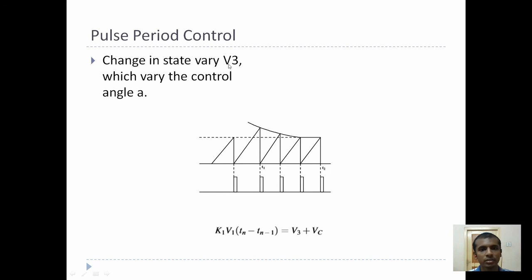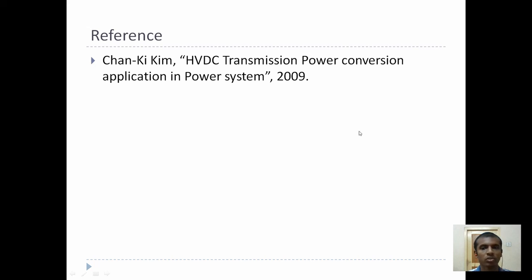When there is a change in V3, see here the V3 voltage, due to the influence of V3 voltage, the voltage reduces, and the pulse also changes in accordance with the voltage, which in turn affects the firing angle. So a change in voltage changes the pulses, hence changes the angle. It is similar to pulse frequency control, but we don't use V1 as input for frequency. These are the references. Thank you.